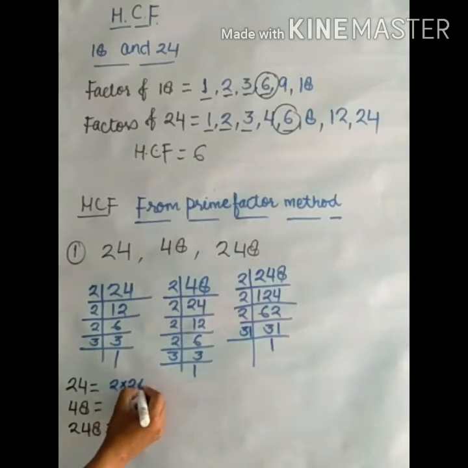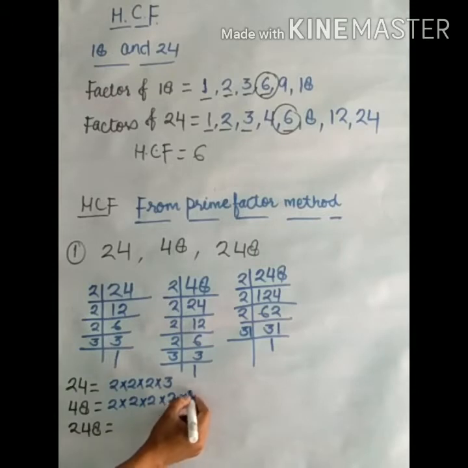Now we will write down the prime factors. 24 is 2 into 2 into 2 into 3, then 48 is 2 into 2 into 2 into 2 into 3, and 248 is 2 into 2 into 2 into 31. Now we will see the common ones.